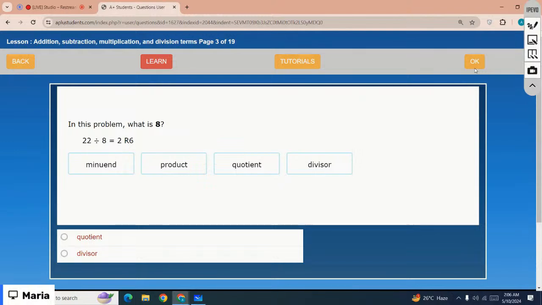In this problem, what is 8? 8 is the divisor here, right? 22 is the dividend, 8 is the divisor. Got it? 2 is the quotient and 6 is the remainder. 8 is the divisor. The correct option is divisor.